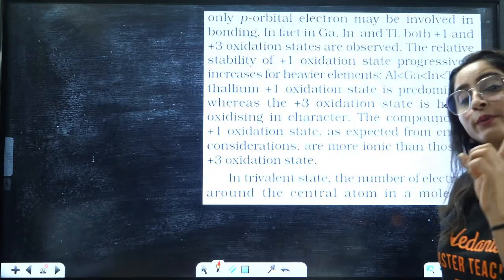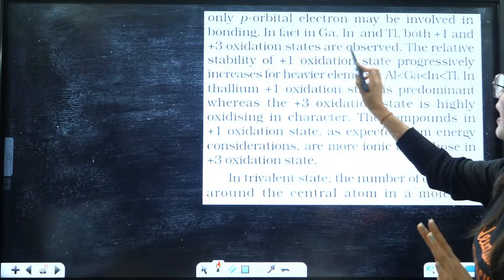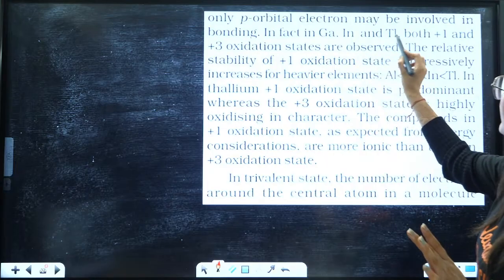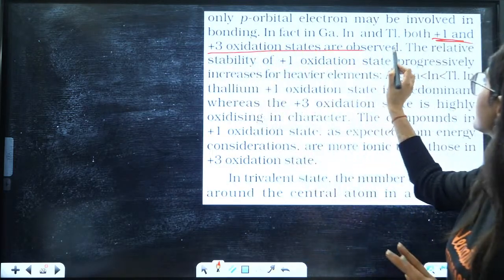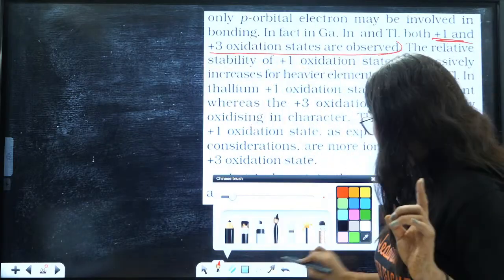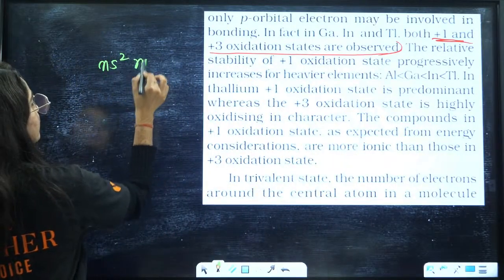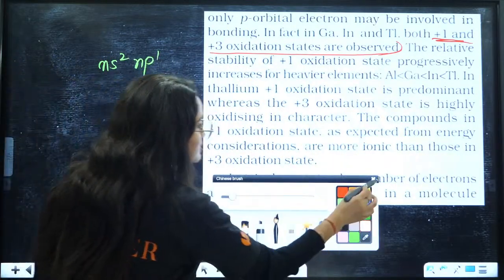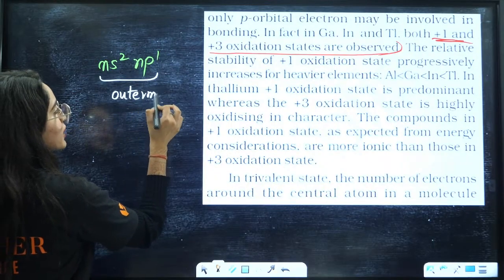Hence, only the p orbital, that means the outermost, is involved in bonding. In fact, in gallium, indium and thallium, both +1 and +3 oxidation states are observed, right? So what they want to say is that you have ns2 and np1. These are the outermost electrons.